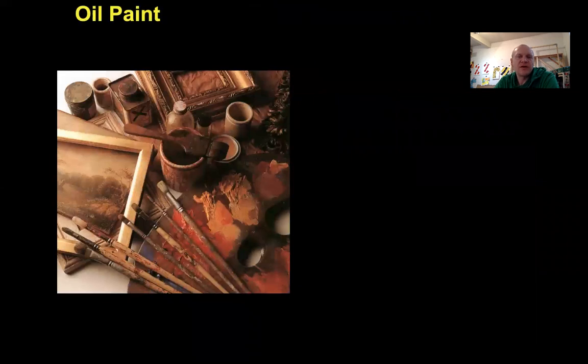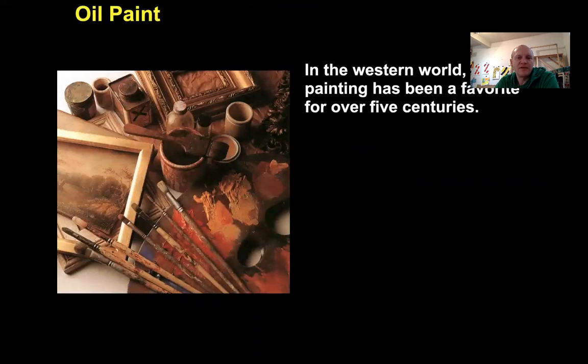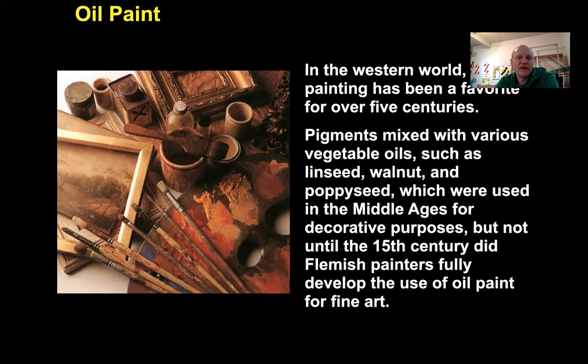And then we've got oil paint up next, a favorite for centuries now. Pigments mixed with drying oils. So you know that cooking oil doesn't dry out, right? It stays liquidy, but some oils do dry. So linseed oil, certain vegetable oils, I will say, walnut oil, poppy seed oil. Just to mention, linseed oil comes from the flax seed, the flax plant. So a lot of people eat flaxseed.